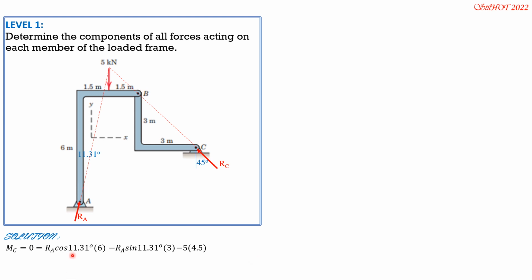So from here, we can now solve RA. The magnitude of RA is 4.249 kilonewtons. Then let's resolve RA into two components. AX is RA sine of 11.31 rightward, so AX is 4.249 sine of 11.31 degrees, which is 0.8333 kilonewtons rightward. AY is upward, and it is 4.249 cosine of 11.31.